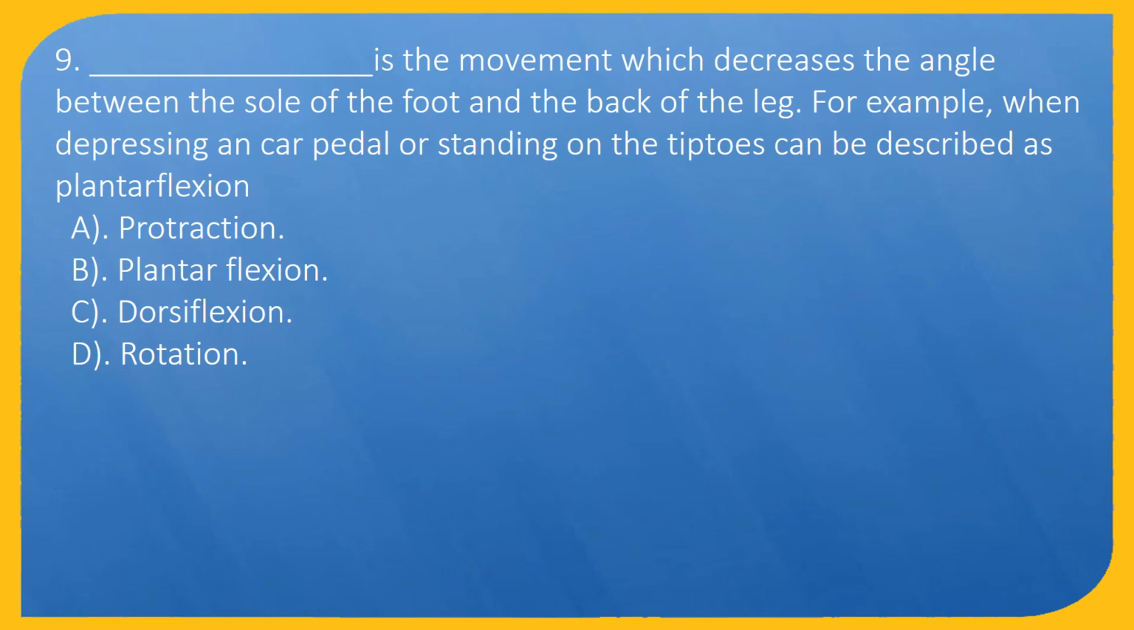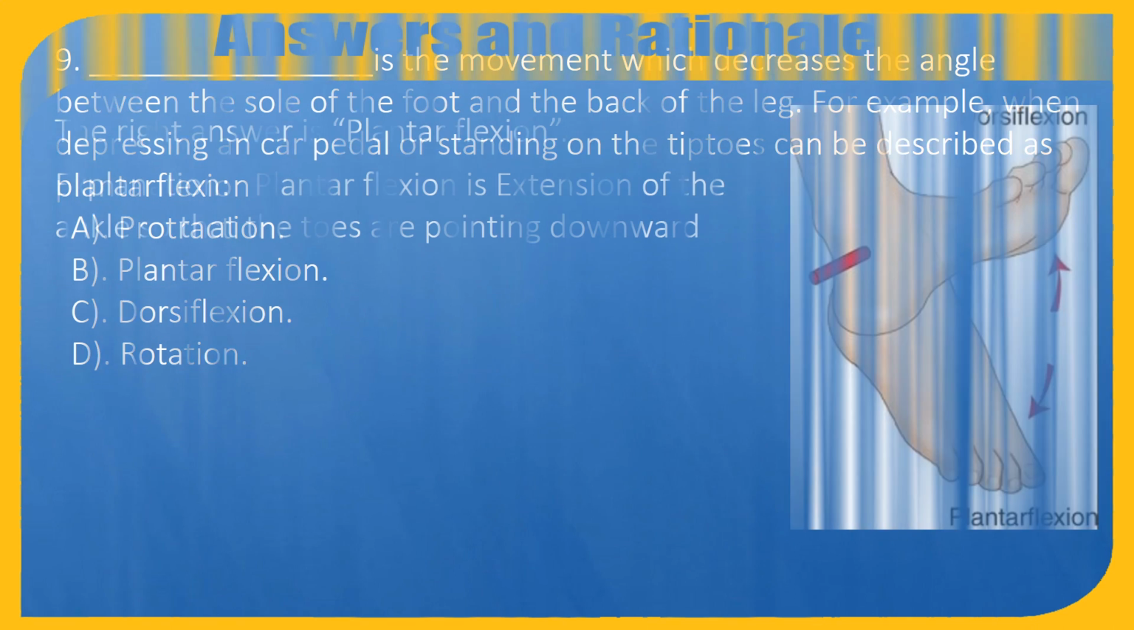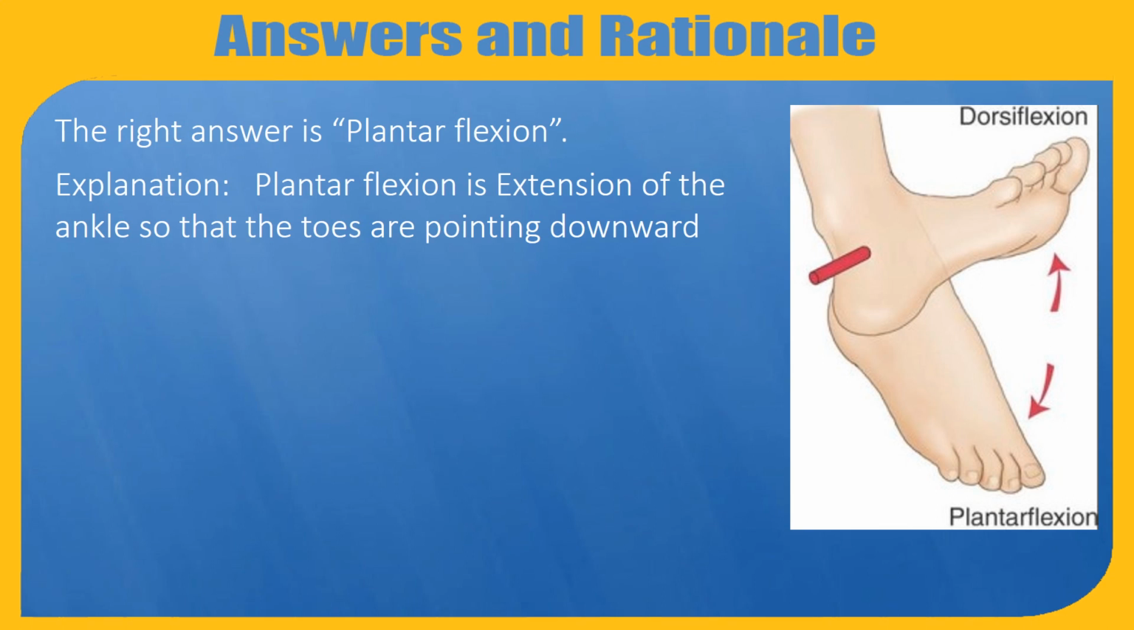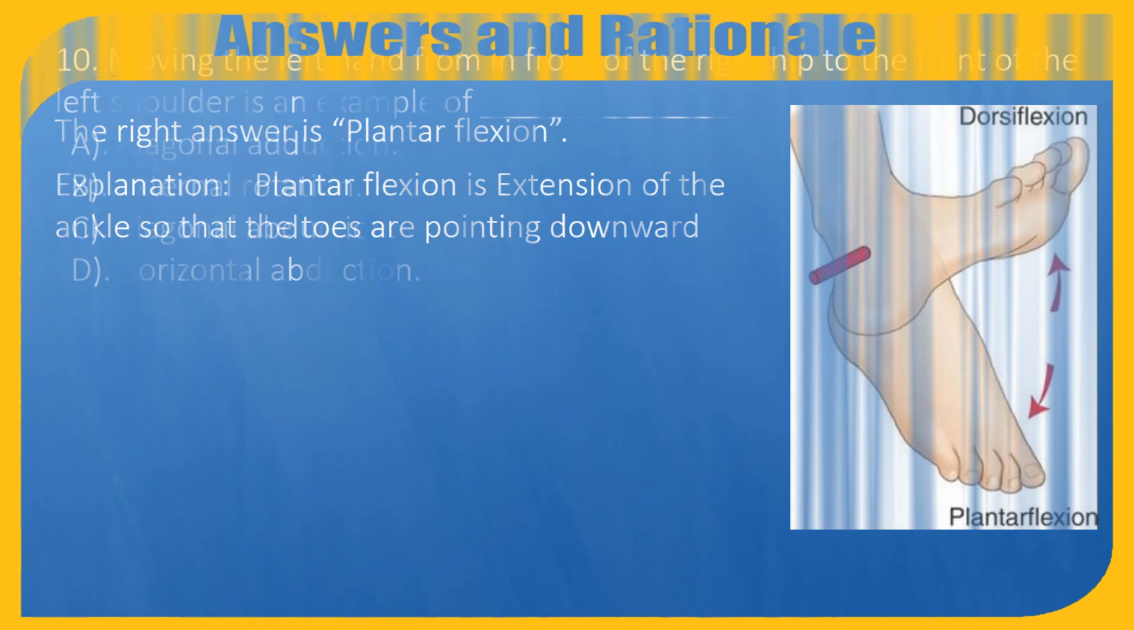Question 9. Which movement decreases the angle between the sole of the foot and the back of the leg? For example, when depressing a car pedal or standing on the tiptoes. A. Protraction. B. Plantar flexion. C. Dorsiflexion. D. Rotation. The right answer is plantar flexion. Explanation. Plantar flexion is extension of the ankle so that the toes are pointing downward.